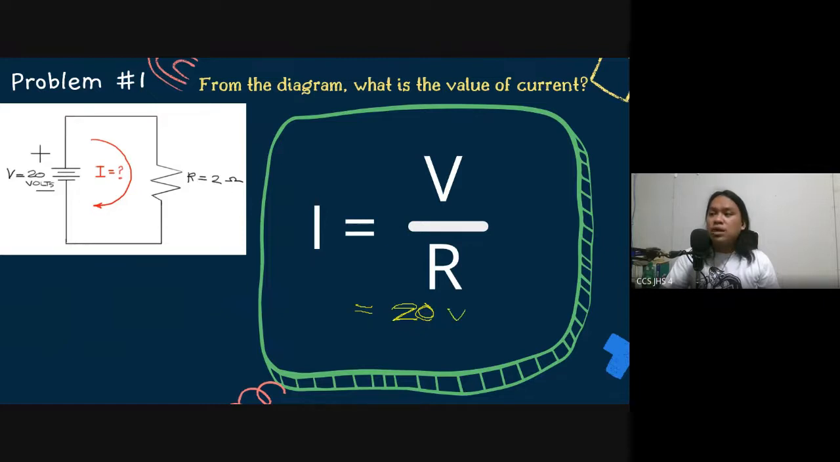Do not forget to always write the symbol for its unit of measure. So 20 volts divided by, what's the value of our resistance? 2 ohms. Okay, very good. 2 ohms. So all you need to do is to divide. So 20 divided by 2, this is a very difficult problem. 20 divided by 2, only geniuses can solve this one. What's the answer?